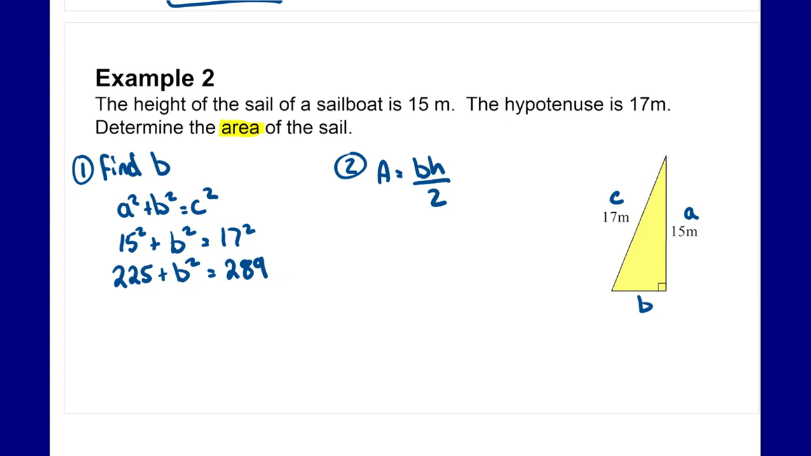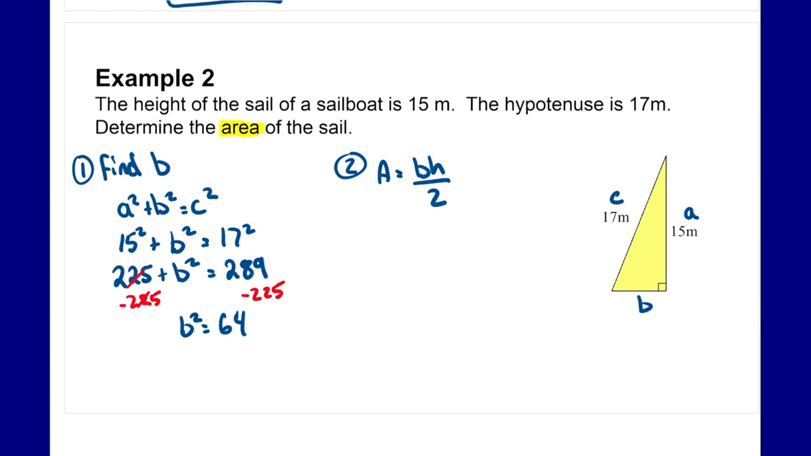I've used my exponents. I have values now, and I'm looking for B, or B squared. So I'm going to start to solve this equation. I want to move everything away from the B squared. So I'm going to move the 225 over by taking away 225 from both sides. One side will cancel out. I'm left with B squared equals 64.